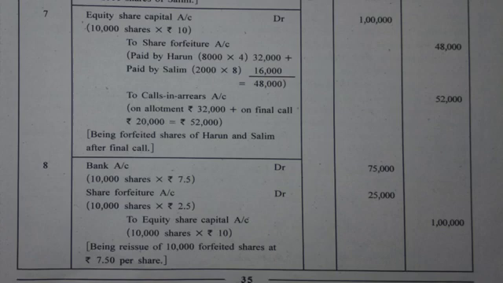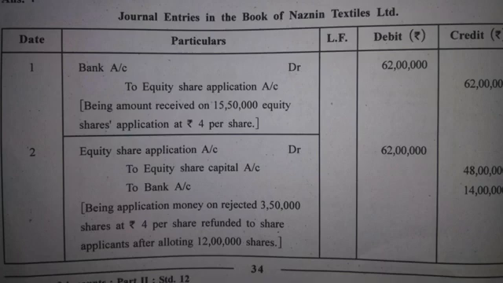So this is the amount received. This is the amount not received, and this is the total amount. Just that simple. So shares of Harun and Salim are forfeited after final call. Yes? Alright. Okay then. Now these shares are reissued at 7.5 rupees. The share is of rupees 10, and is reissued. Let us jump to the question.